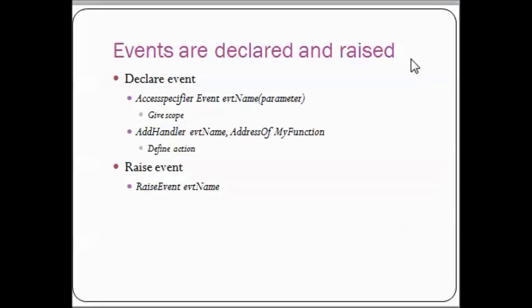Three things have to happen when you program an event. First, you have to declare the event. You have to specify access to the event, and you have to give it a name and a parameter. Then you give the scope of the event: what kind of functions does it handle, if any? Then you have some kind of handler, an event name, and the address of my function, whatever you've defined that you're going to call. And then you define that action. Then finally, you have to raise the event, and you raise it with the event name.